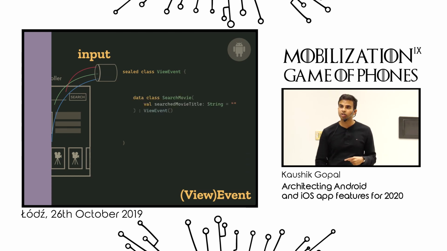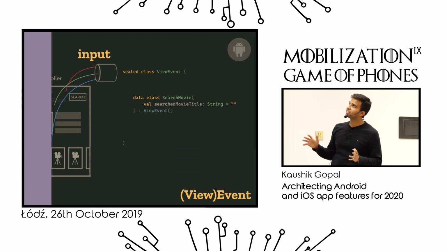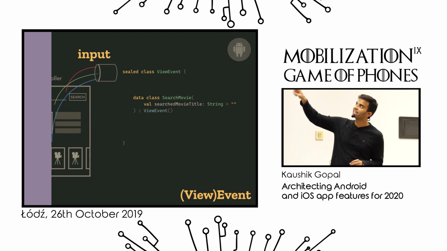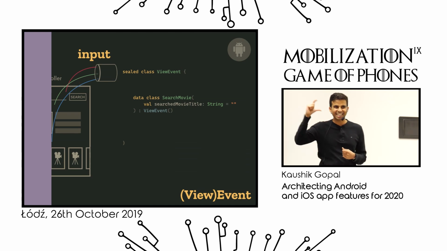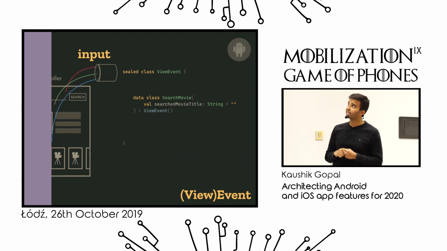Inside the sealed class, I'm going to have a data class. A data class has multiple good things, but I'm not going to spend too much time with this. The important point to remember, though, is that it extends the view event. I have a search movie event, and I can now add all the other events that I talked about, nested inside this view event data structure, right?